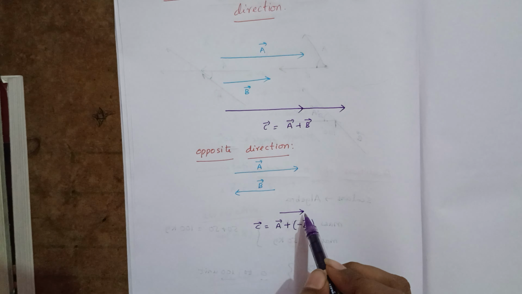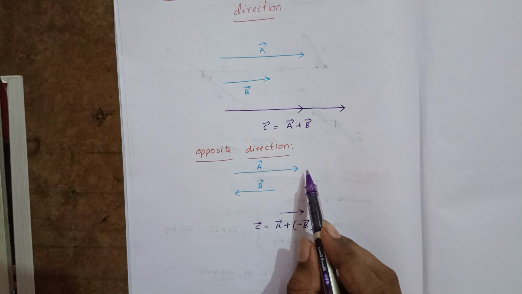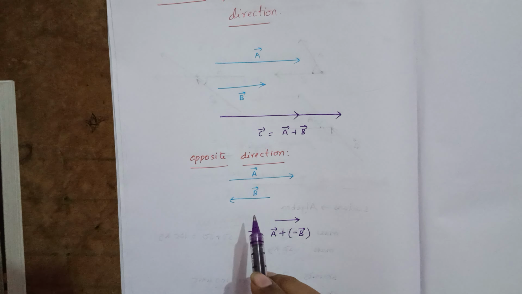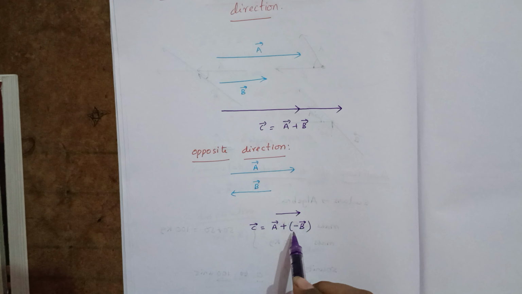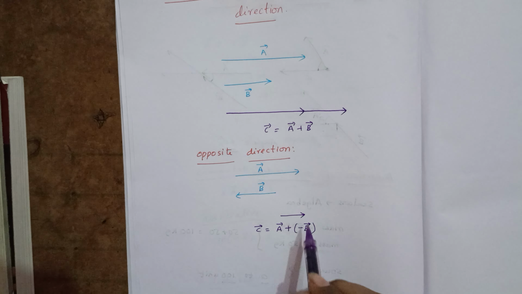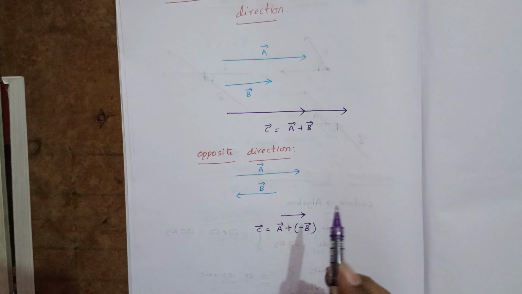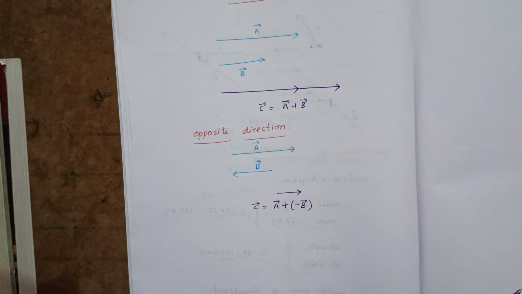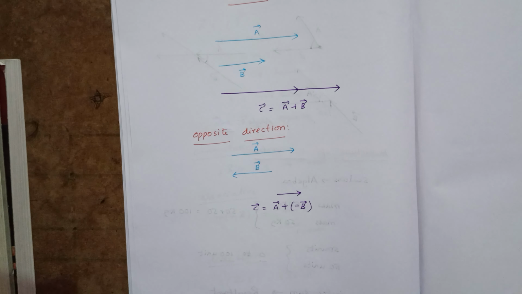Then what about direction? The larger vector's direction we should keep here. When two vectors are in opposite direction, directly we can take it like this: magnitude a bar plus minus b bar, and its direction is towards the larger vector. Okay.